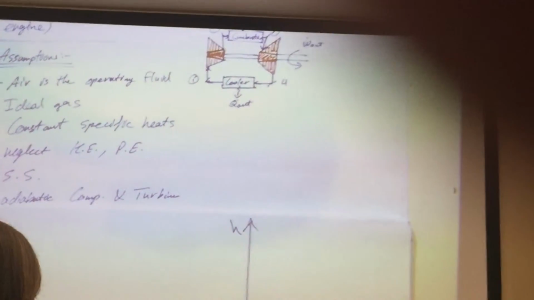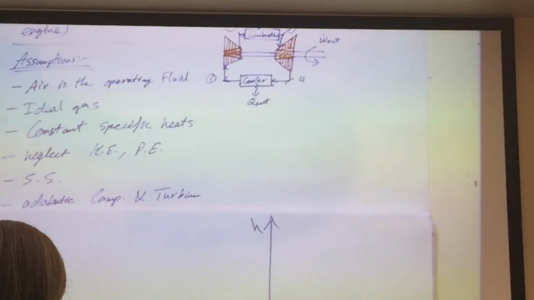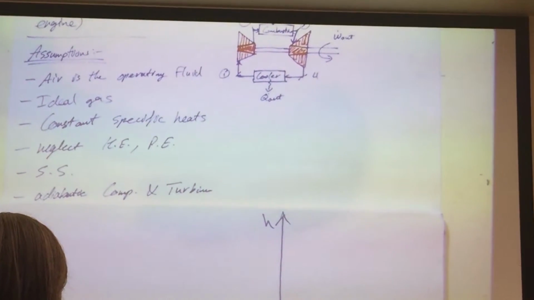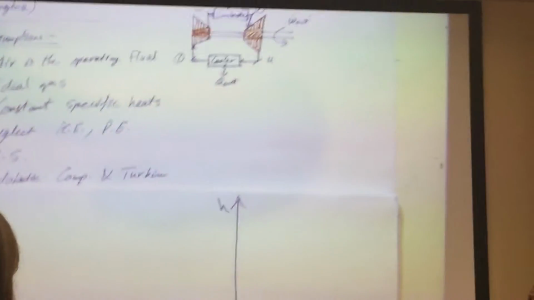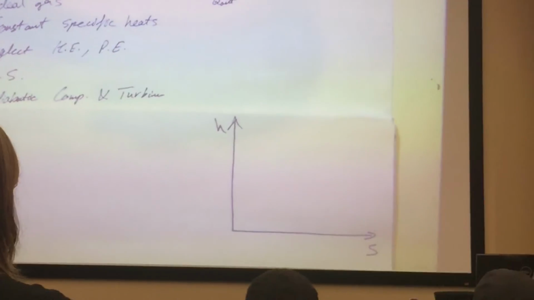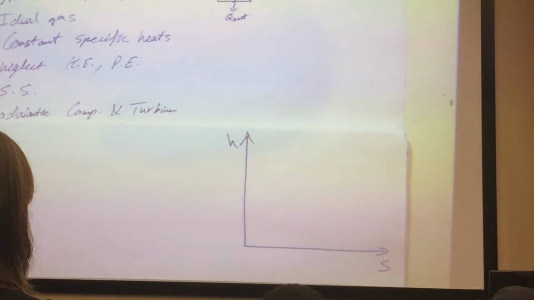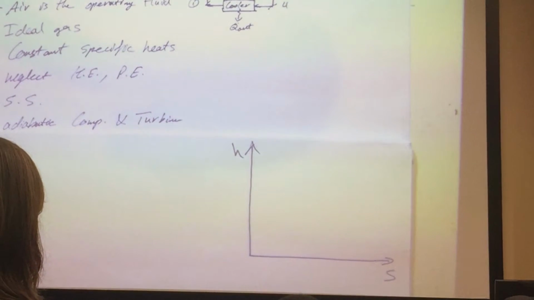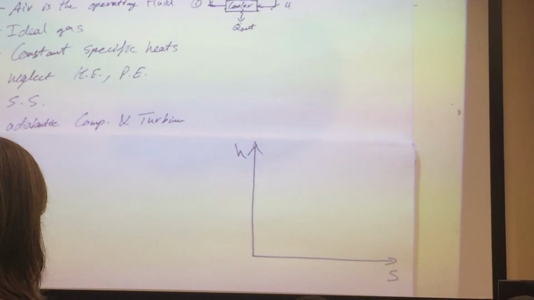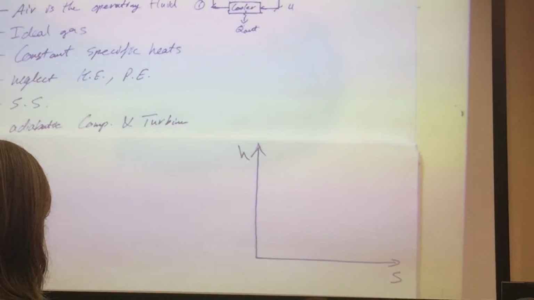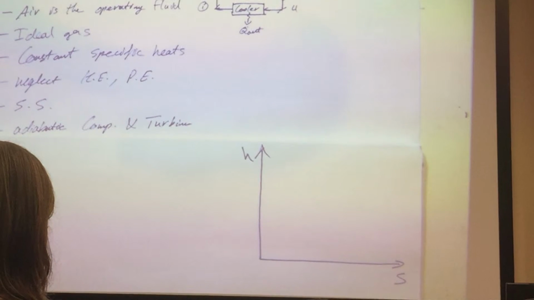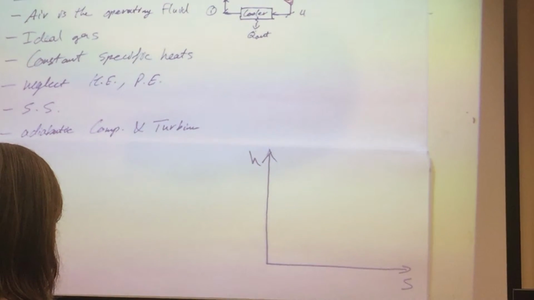What am I supposed to do with my pressure lines? Because I need to draw my pressure lines, right? How many pressure lines do I have? How many pressure levels do I have? Two. Why two? High pressure and low pressure. High pressure to low pressure.